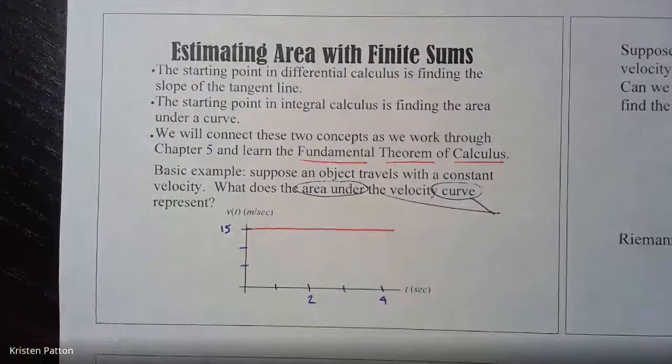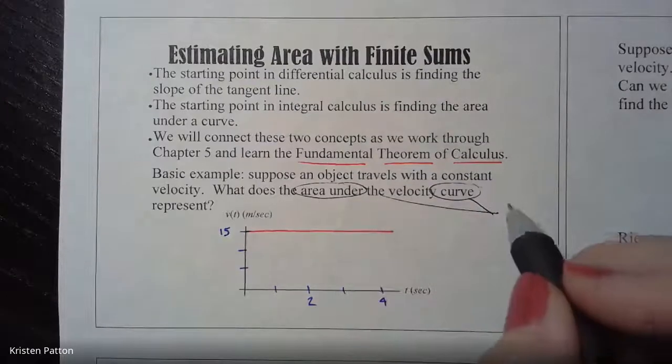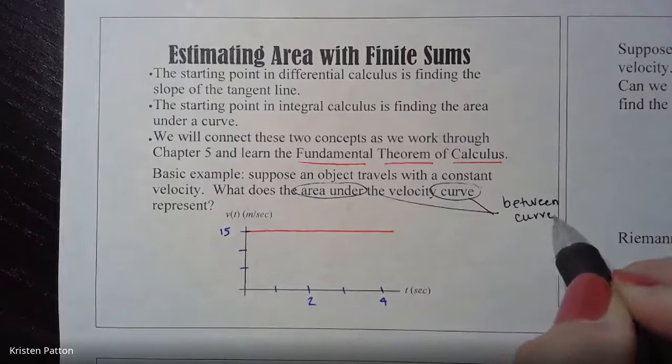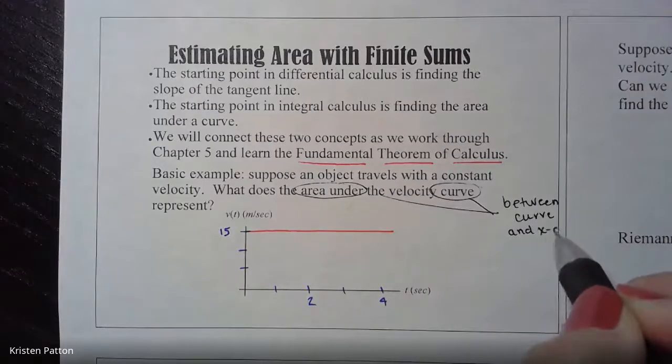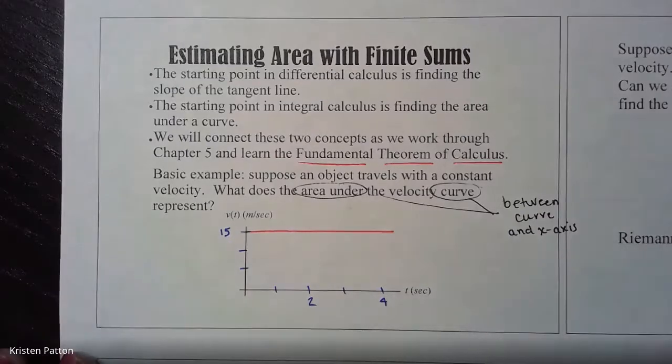When we talked about area under the curve in pre-calculus last year, we really had to make sure we defined that well. Area under a curve, by definition, means between the curve and the x-axis. That's a really, really, really big deal. Okay, so now that we've made sure we clarify that phrase, let's take a look.